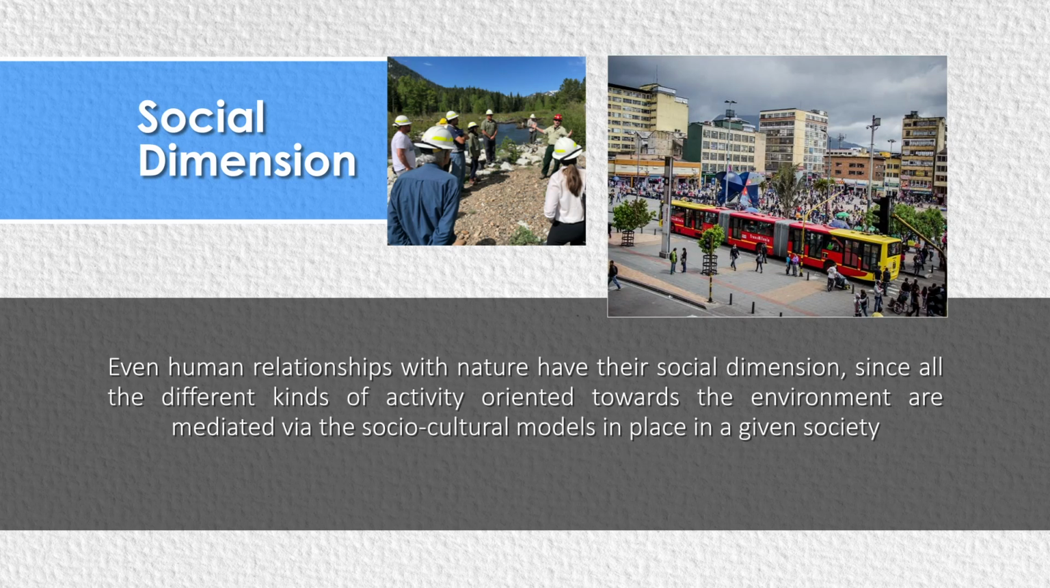Even human relationship with nature has its social dimension, as I indicated, since all different kinds of activity oriented toward the environment are mediated by the socio-cultural models in a given society. That's why we have different societies, different cultures, different spirituality across all environmental conditions. For example, the culture and social dimension that exists in the Himalayan area is different from that of the Western Ghats, and that which exists in the desert in Gujarat or Rajasthan is very different from that of the eastern part of the country.